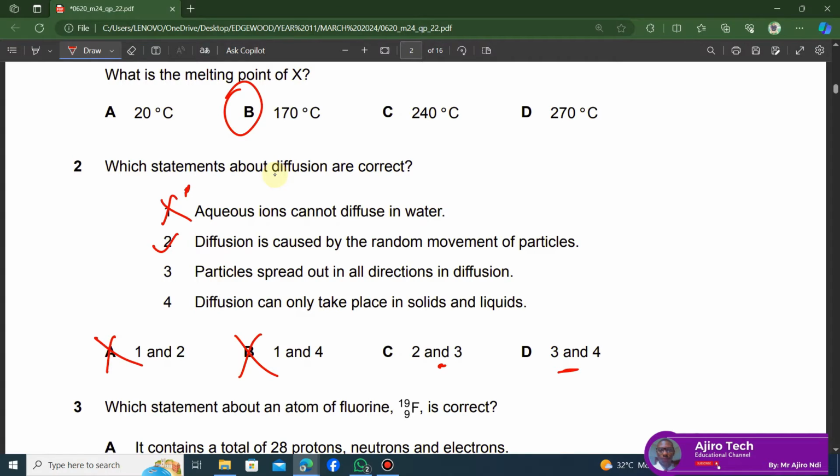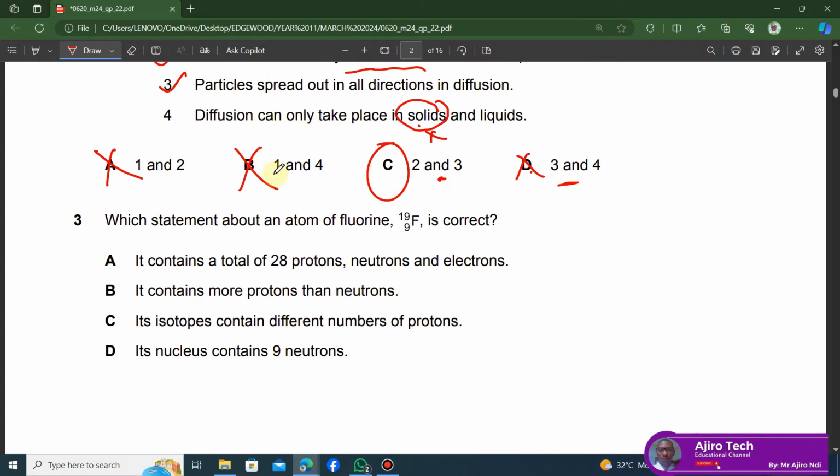So let's confirm. We said diffusion is caused by the random movement of particles. That's correct. Particles spread out in all directions in diffusion. This is equally correct. Let's look at the last one. Diffusion can only take place in solids. No, diffusion does not only take place in solids, and that's what makes this option wrong as well. So this is the correct answer. So elimination is one way to get the answer as quickly as possible.